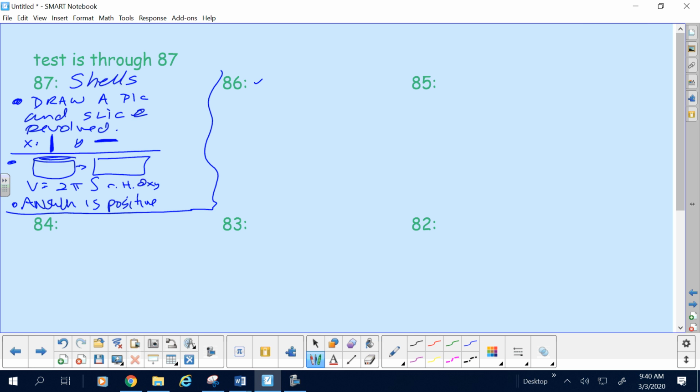86 is even slash odd, especially as applied to integrals. You probably need to know that when you integrate something symmetric about the origin and f is odd, then that equals zero if f is odd. And if you go from negative b to b, it's equal to 2 times the integral from 0 to b, because there's symmetry, if f is even. If f is even.